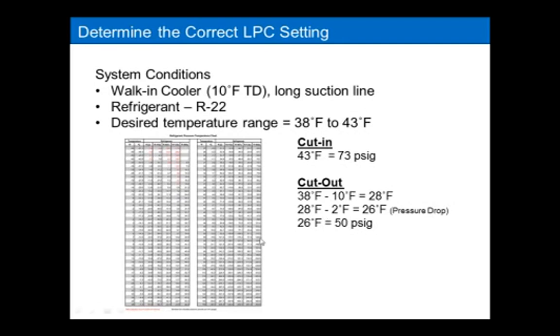Now, I look on my PT card and see what 26 degrees gets me as far as pressure. In this case, it's 50 pounds. And I simply take the 73 pounds cut-in minus my cutout of 50, which equates to 23 psi as far as a differential setting. So in this example, by the book, the engineered method would be a cut-in value of 73 and a differential setting of 23. And that would give me a good cut-in, cut-out range, and also ensure that I get a good off-cycle defrost every time the unit cycles off.